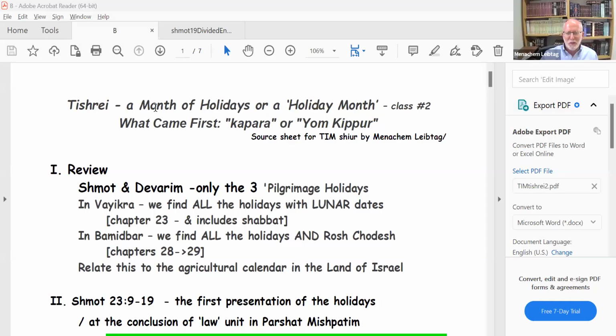But we're going to take that idea of kapara, and we're going to do a letter review today to get to the main point. But I'll start. Let me go back to my source sheet, which is half review and half new. Okay, there's the sources, and I can share my screen now, and here we go. Okay, class number 2 in the month of holidays. And today's topic is what came first, kapara or Yom Kippur.